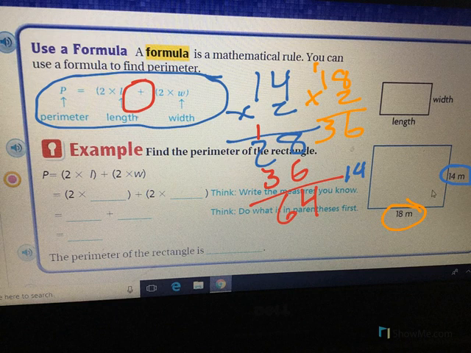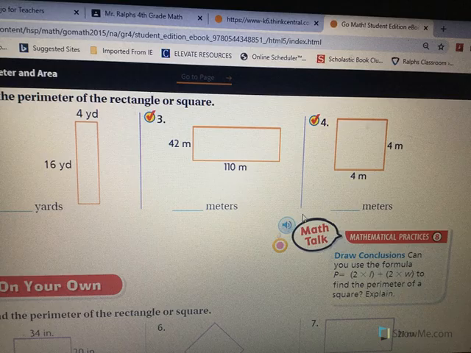I can plug these in. So I have 2 times 14 and 2 times 18. I got 28 plus 36, which equals 64. So the answer is 64. Now, if we look over here, we can do it either way. I can add or I can times.